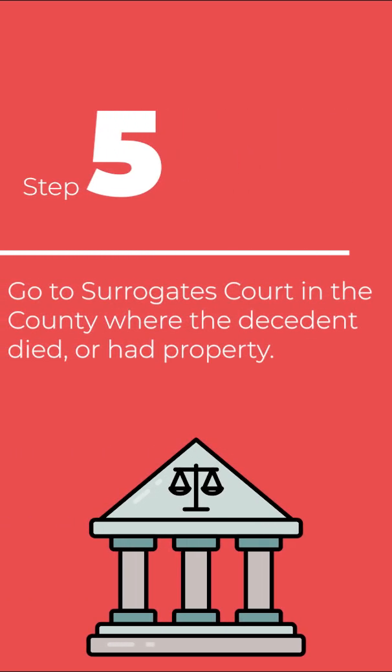The final step, Step 5, is to go to surrogate's court and submit the forms. Note that you need to go to surrogate's court in the county where the decedent passed away or had property. When you arrive, go to the probate department, submit the forms, and pay the fee.